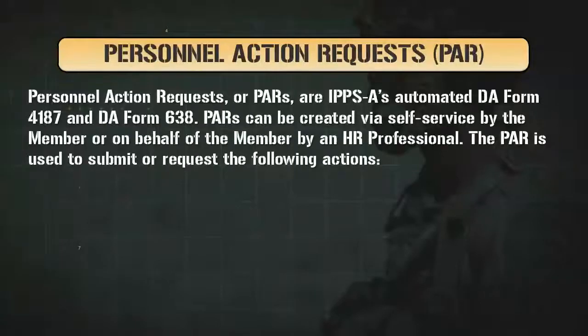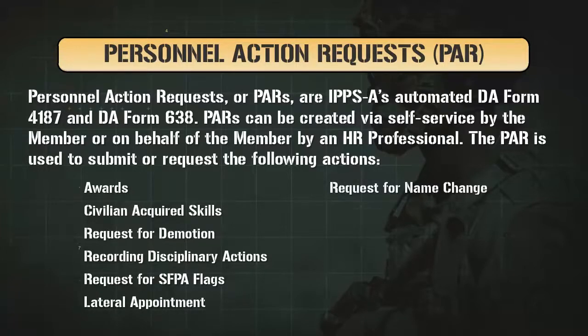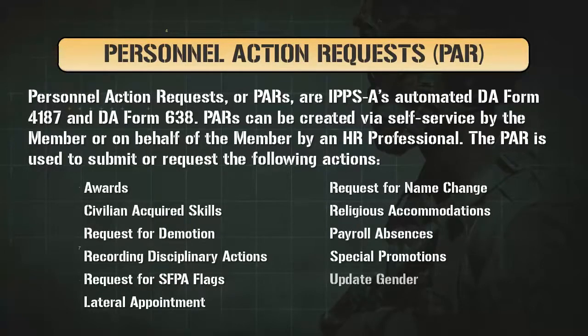Personnel Action Requests, or PARs, are IPPS-A's automated DA Form 4187 and DA Form 638. PARs can be created via self-service by the member or on behalf of the member by an HR professional. The PAR is used to submit or request the following actions: awards, civilian acquired skills, request for demotion, recording disciplinary actions, request for SFPA flags, lateral appointment, request for name change, religious accommodations, payroll absences, special promotions, and update gender.